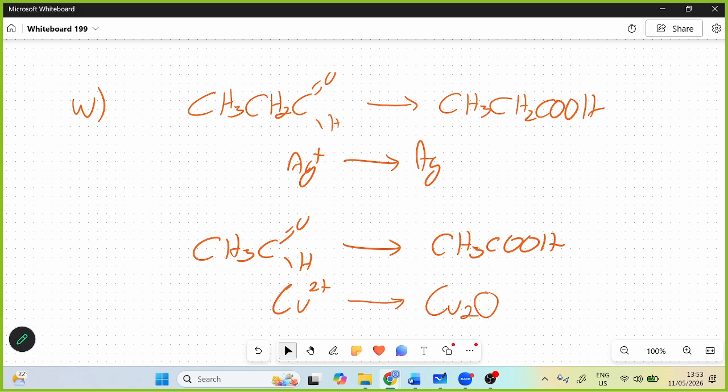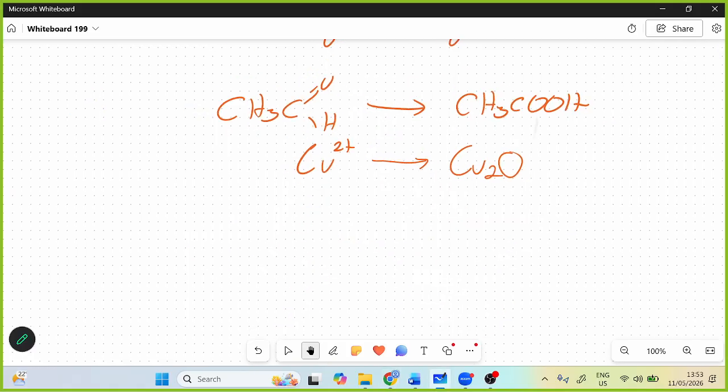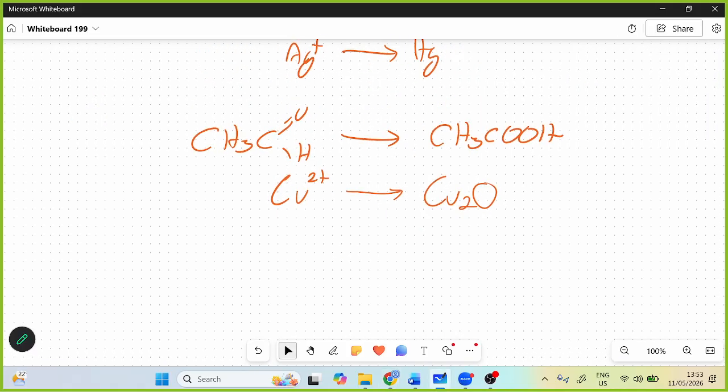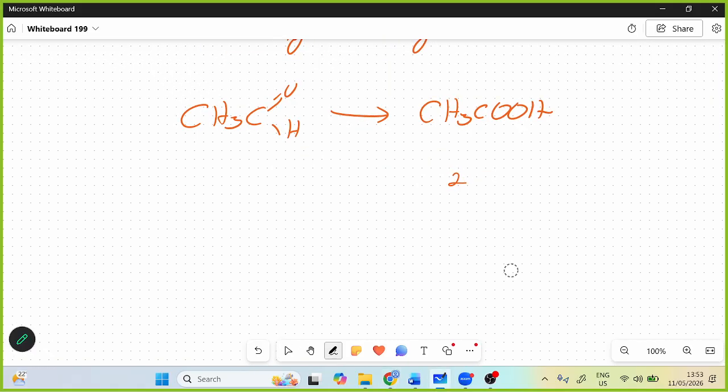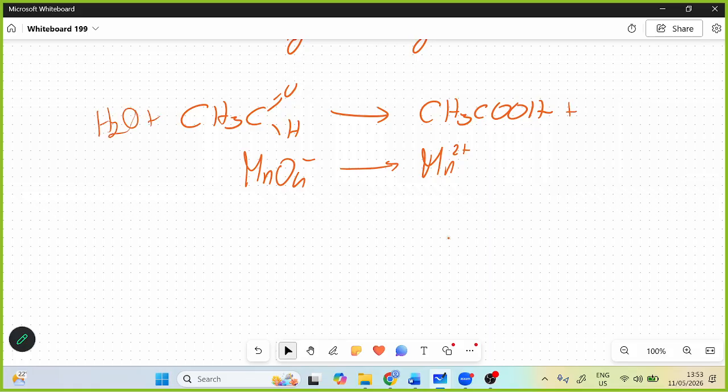The last one is propanal with acidified potassium dichromate. So propanal is the same reaction, but this time the oxidizing agent is different. It's MnO4-. These can all be given in the lab. You would need to balance them, and you would need to do the half reactions using redox. So for example, for the first one, you need H2O here, plus, I believe it's 2H+ and 2 electrons. This one will be 4H2O plus 8H+ and 5 electrons.